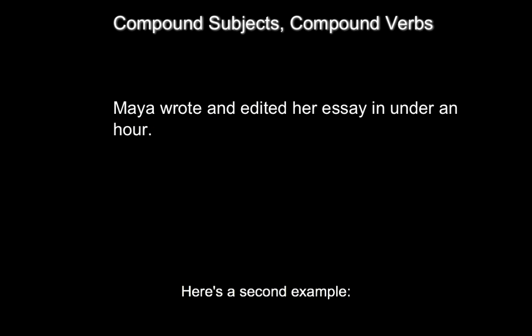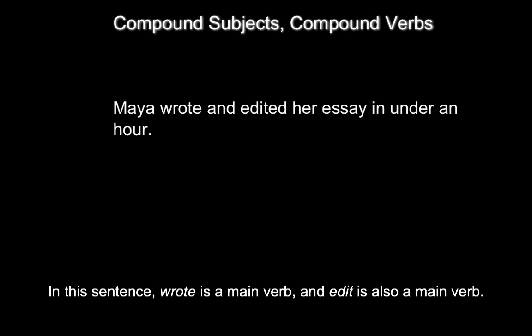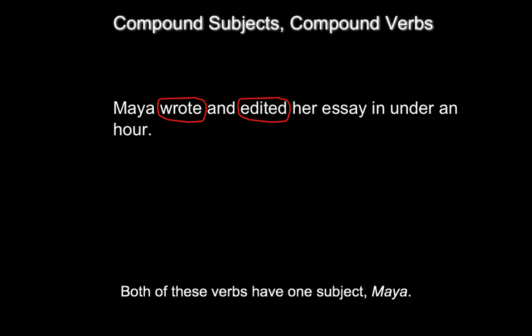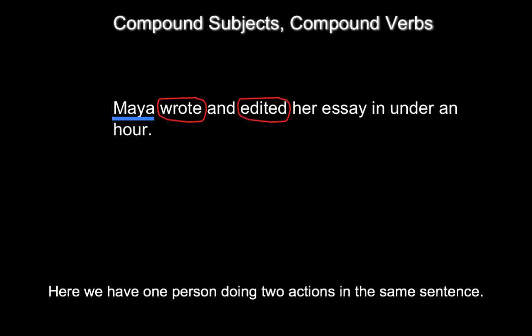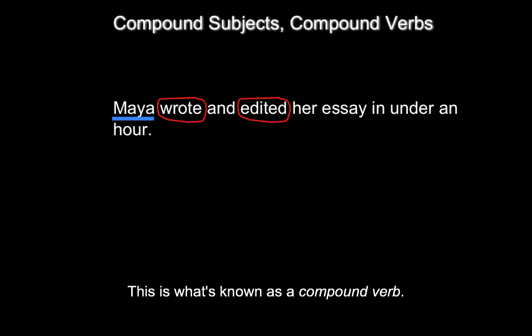Here's a second example. Maya wrote and edited her essay in under an hour. In this sentence, wrote is a main verb, and edited is also a main verb. Both of these verbs have one subject, Maya. Here we have one person doing two actions in the same sentence. This is what's known as a compound verb.